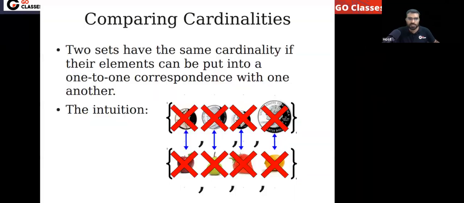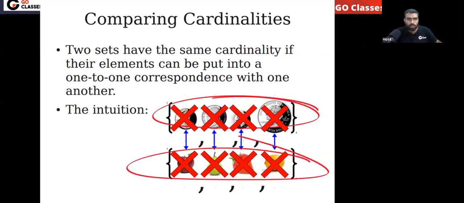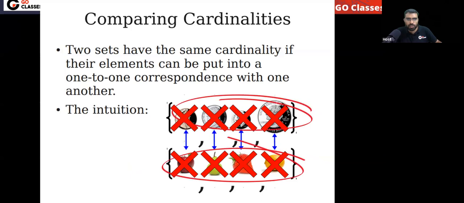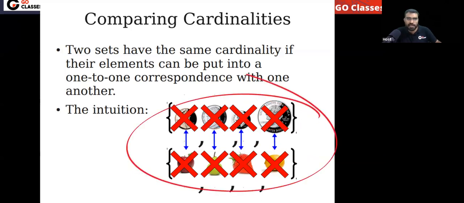Okay. What about these? So you can see, this is the idea. This is the definition. Two sets have the same cardinality if you can put their elements in one-to-one correspondence. That is a bijection. Like here, you can put their elements in a one-to-one correspondence. So they have the same cardinality.